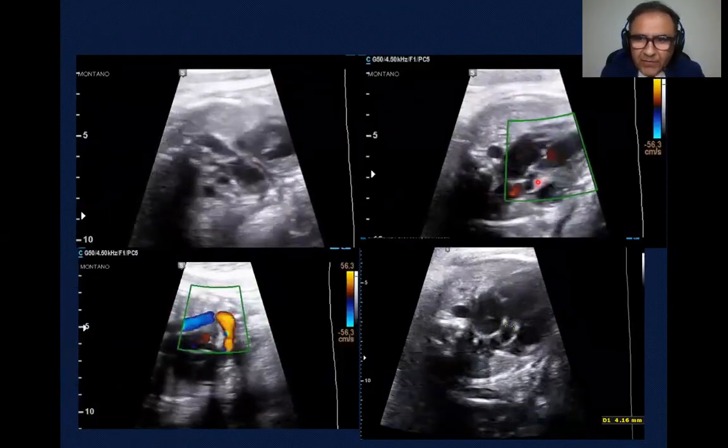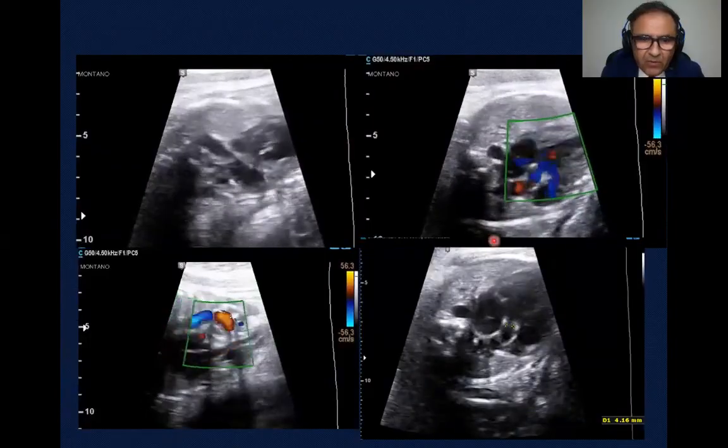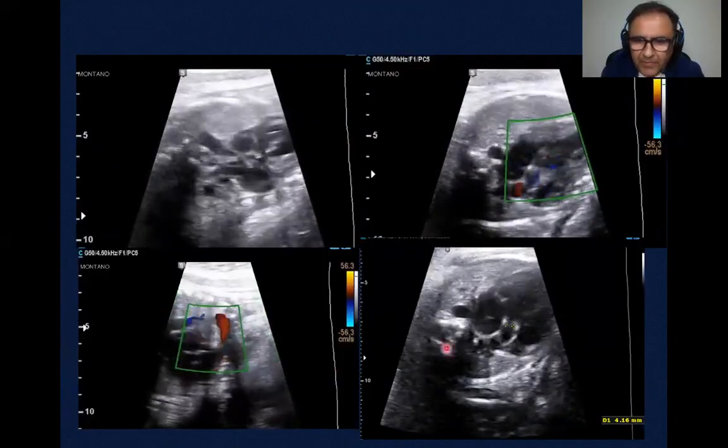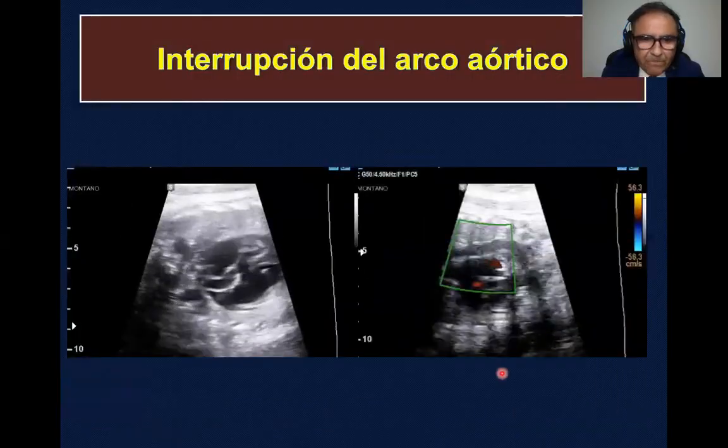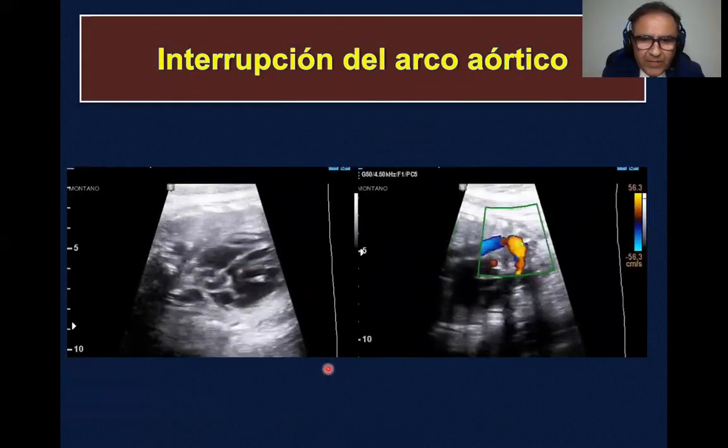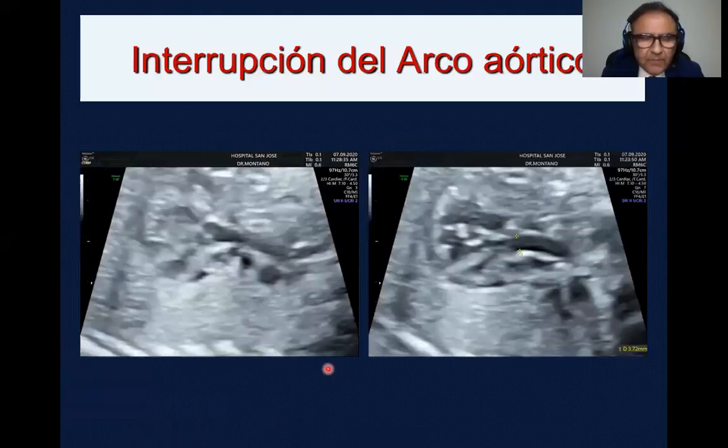The VSD is seen here with bidirectional flow on color Doppler, a wide ductal arch, and an ascending aorta with a more vertical course and a smaller diameter. You can see the CIV here. That was one of the examples of interrupted aortic arch.